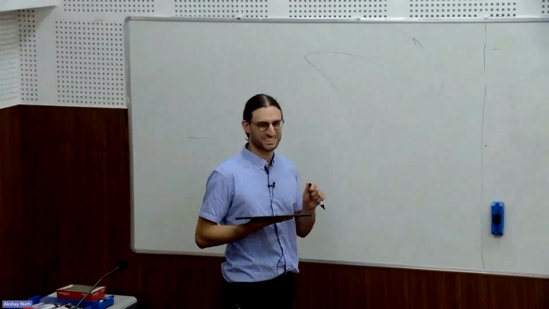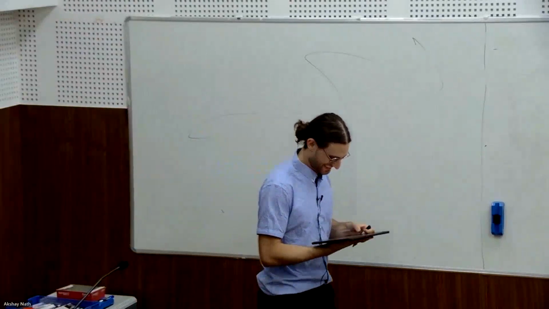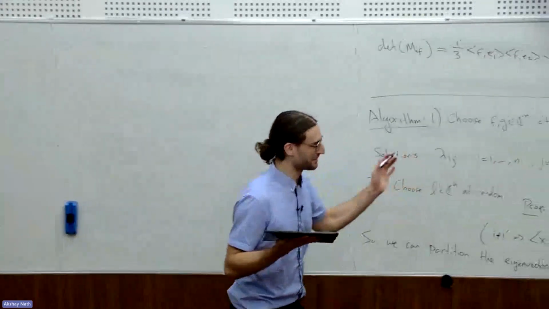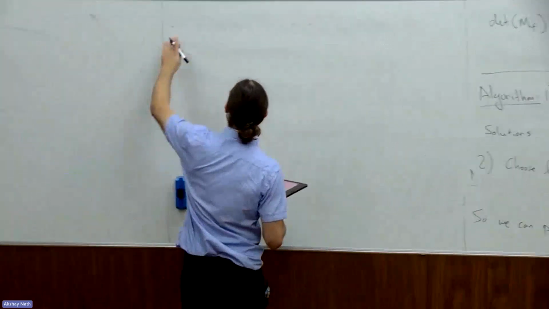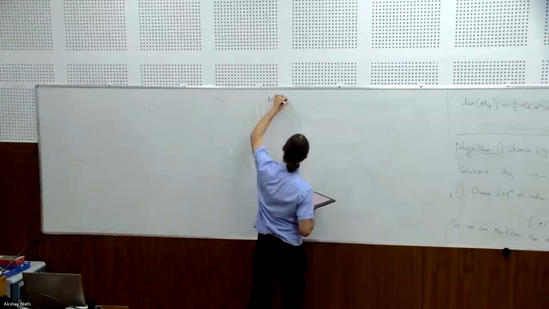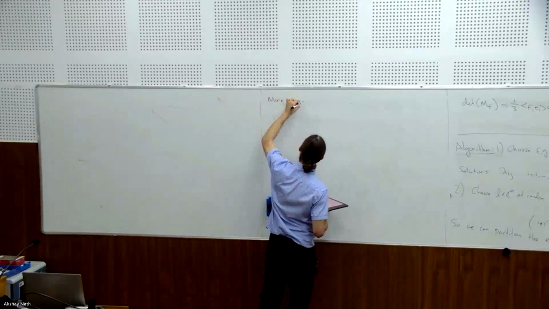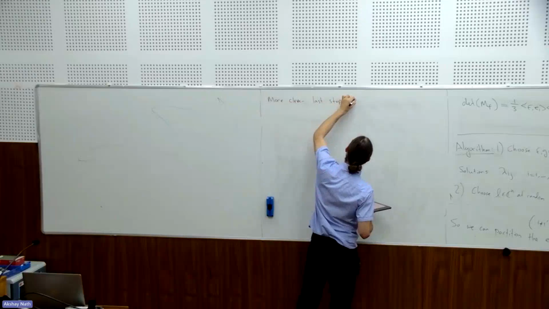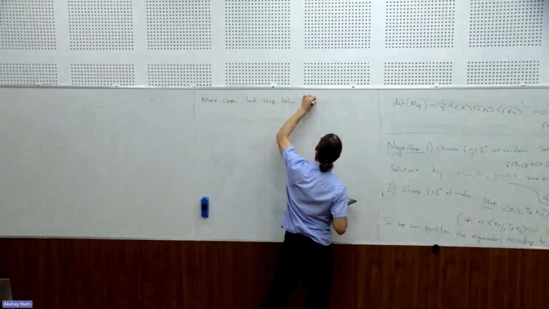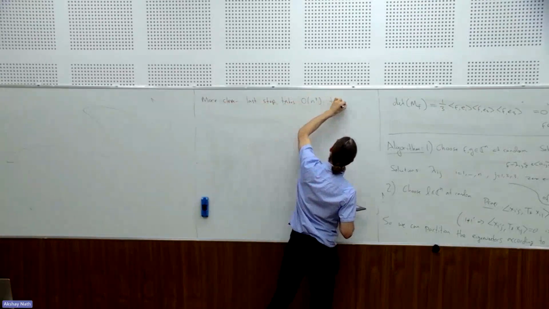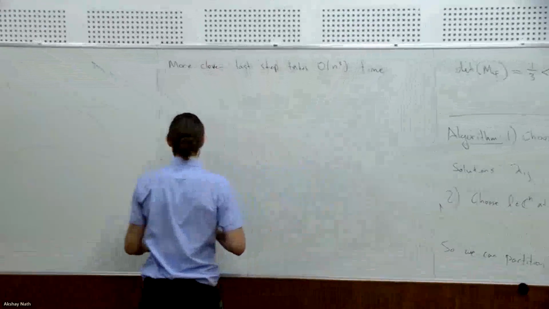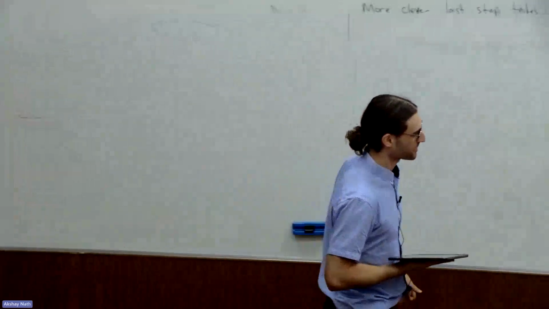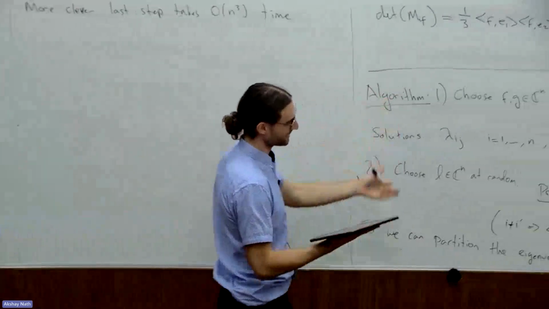Any questions? I'm going to leave it at that. You can be more clever. Last step takes order n cubed. Okay. So you can be more clever than that, and just play around with it. You have so much structure here.